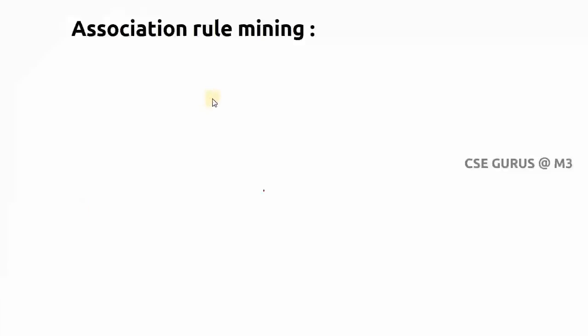In this lecture we will see what association rule mining is. The main aim of association rule mining is to generate strong association rules and weak association rules from the rules that can be generated from a given database. So we will see how to do this association rule mining.